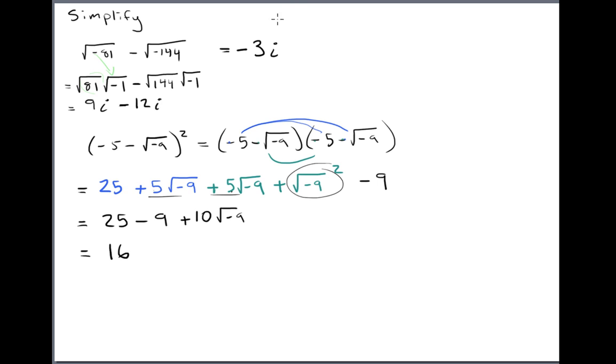So let's change this to not the square root of negative 9, but the square root of 9 times the square root of negative 1. The square root of 9 is 3, so this is plus 10 times 3, and then the square root of negative 1 is i times i. So this whole thing simplifies to 16 plus 30i.